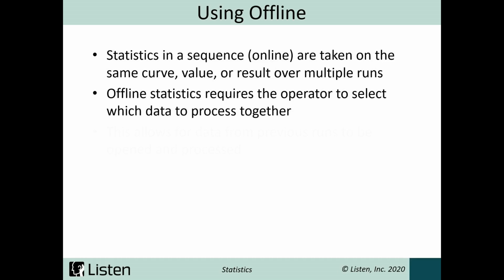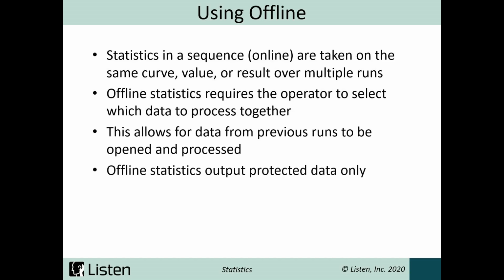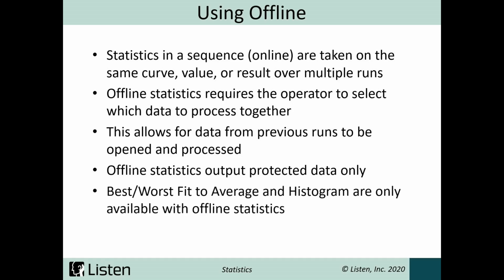Instead of looking at one curve for multiple runs, I could look at 10 curves and get all of my statistics data over those 10 curves. This will allow for data from previous runs to be opened and processed. Using offline statistics, we only output protected data. In addition to the statistics available online, offline also opens up the option to use best worst fit to average and histogram.